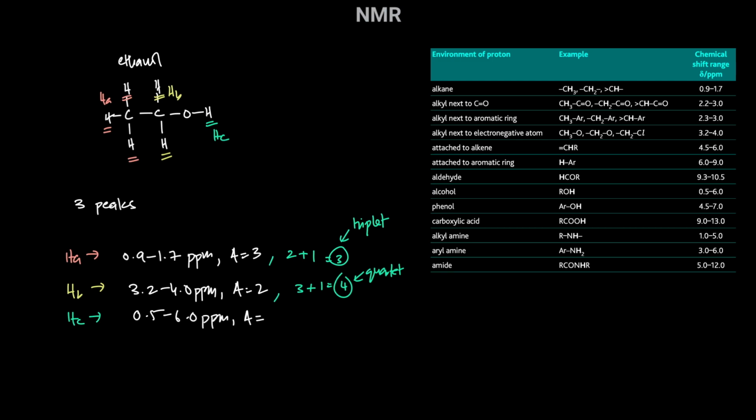The relative area is just 1 because we just have 1 proton in this environment, and the splitting pattern will be a singlet. Okay, because when we talk about splitting, it only applies to hydrogens bonded to carbons. It doesn't apply to hydrogen atoms bonded to oxygens or nitrogens, for example, okay? So we're not going to have any splitting for any hydrogen atoms that are directly bonded to an oxygen.